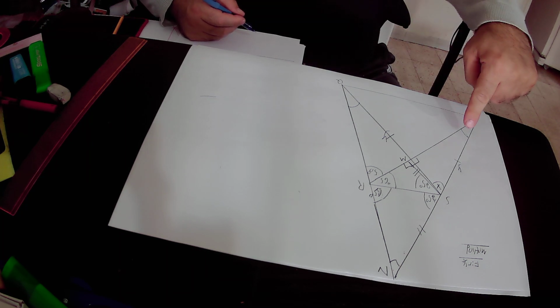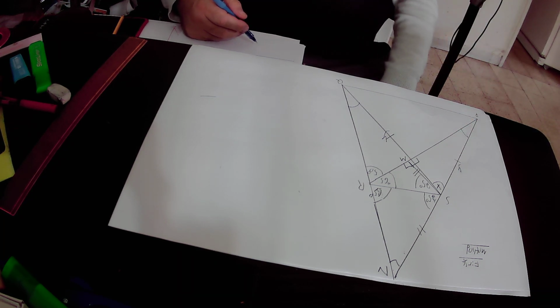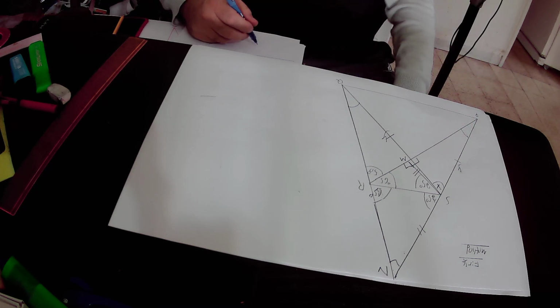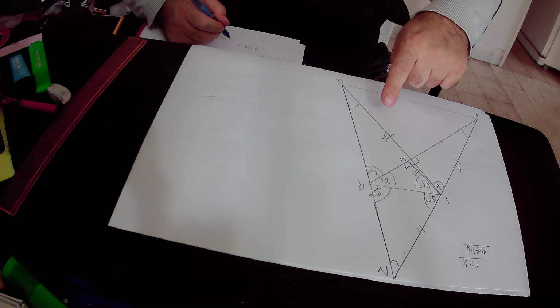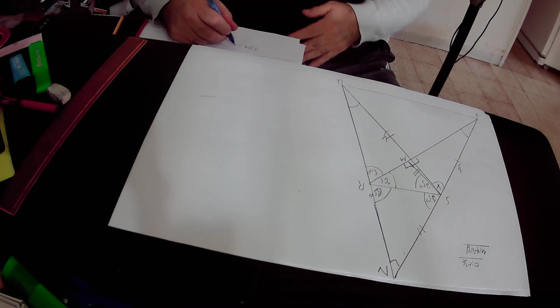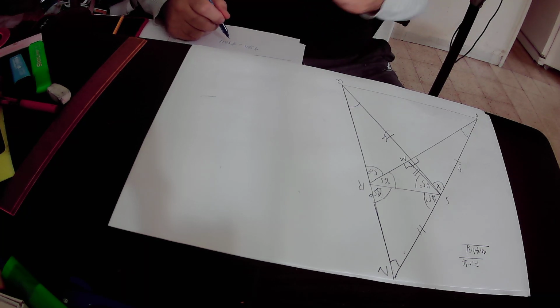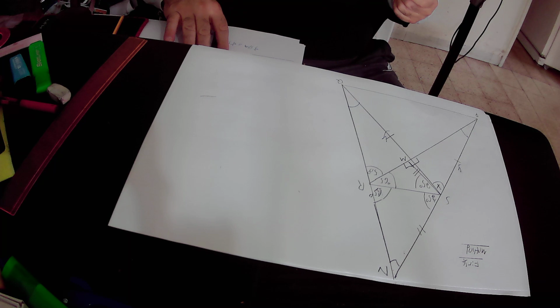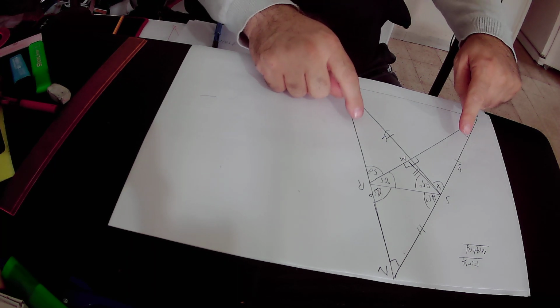Angle SPM of triangle SPM is equal to angle SQN of triangle SQN, according to the rule that those two corresponding angles in congruent triangles are equal to each other.